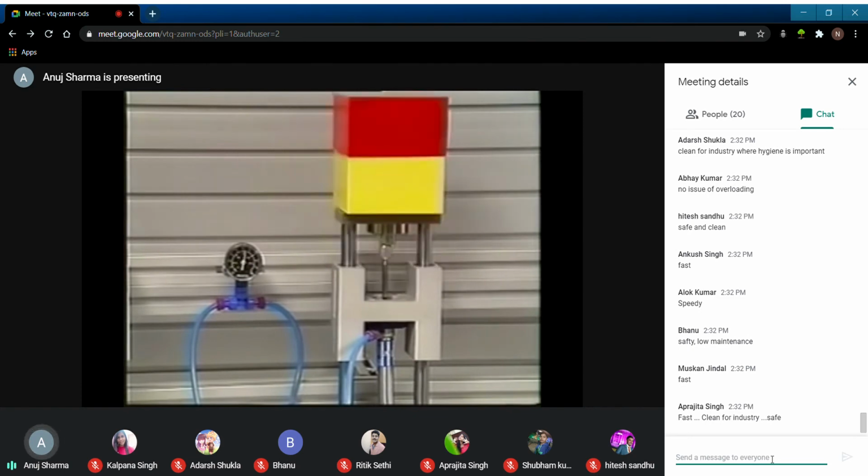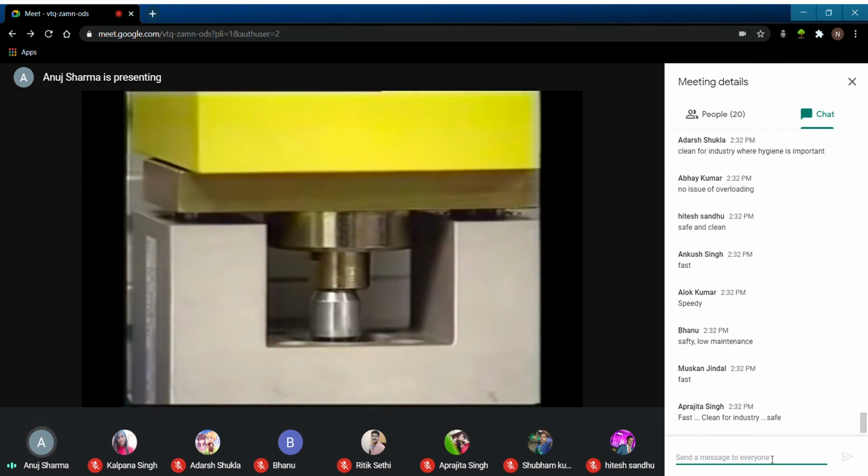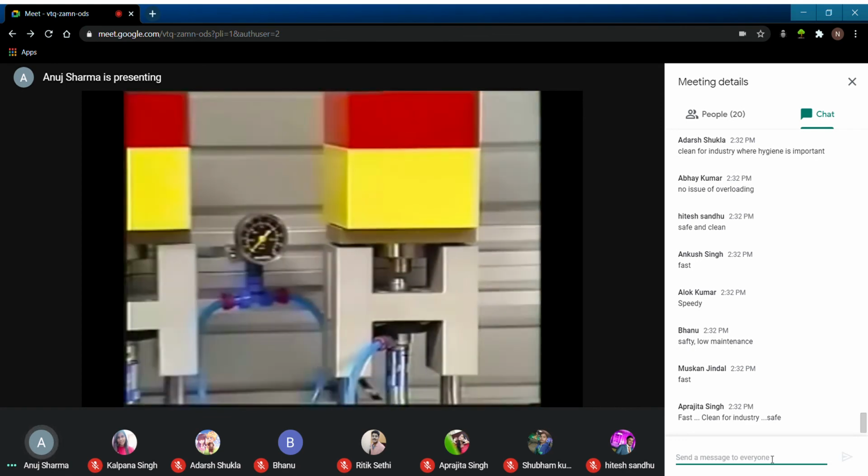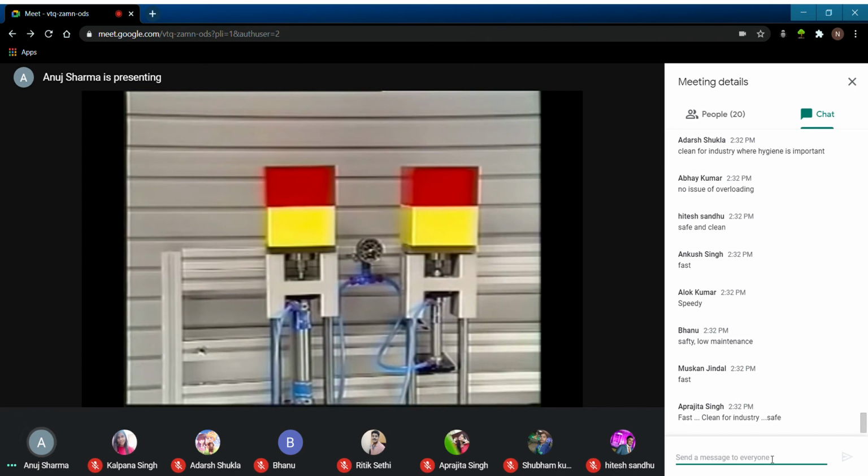Next, let's study the effect of changes in cylinder bore size. The bore size is the inside diameter of the cylinder. These two cylinders have different bore sizes. Using the same pressure and load, the cylinder on the right cannot lift the load. However, the cylinder on the left with the larger bore size is able to lift the load. Let's measure the difference in force.